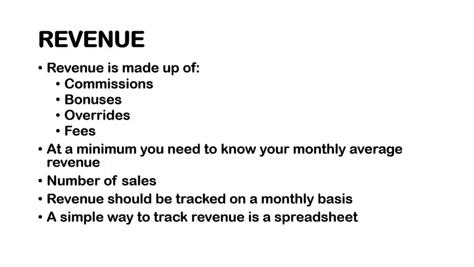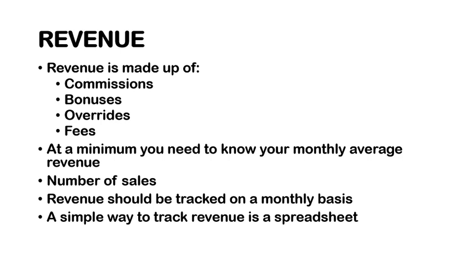First of all, we're going to look at revenue. Revenue is very simple. It's going to be made up of your commissions, your bonuses, your overrides, and your fees. So your revenue is not your gross sales. Your revenue are the commissions you get paid on those sales, the bonuses you get from your suppliers, the overrides that you get from suppliers, and any fees that you charge.